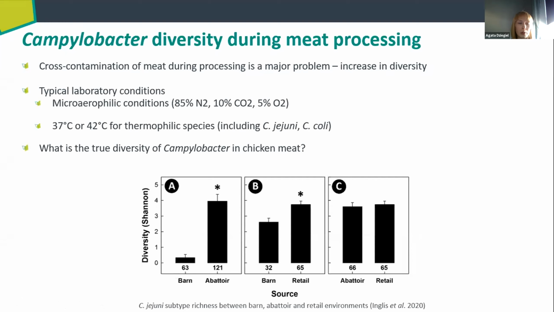However, some of the typical laboratory conditions that are used can prevent us from being able to isolate some of the Campylobacter species or sequence types. So the purpose of this set of experiments was to manipulate a number of culture conditions and perform whole genome sequencing to investigate the species, the sequence types, and within lineage, pairwise single nucleotide polymorphism differences to begin to understand the true diversity of Campylobacter in chicken meat.